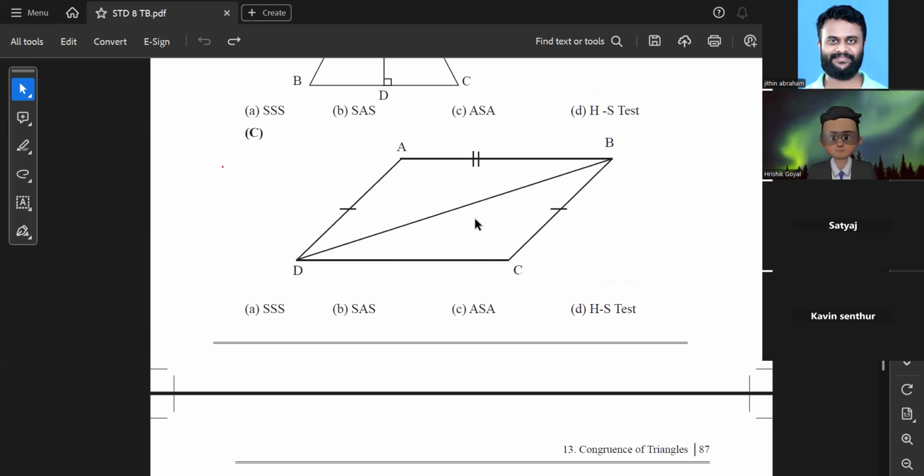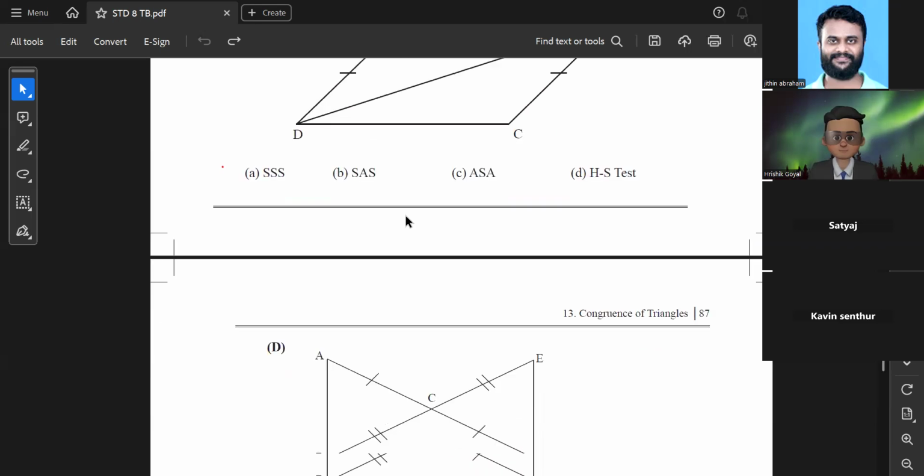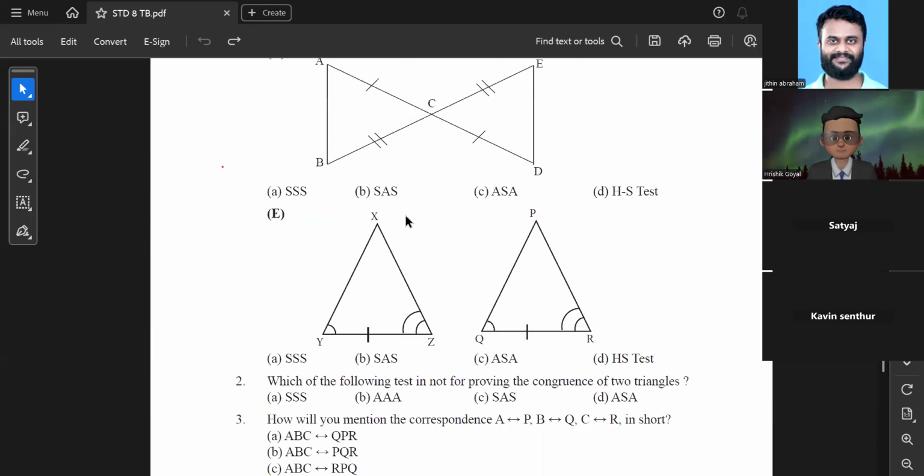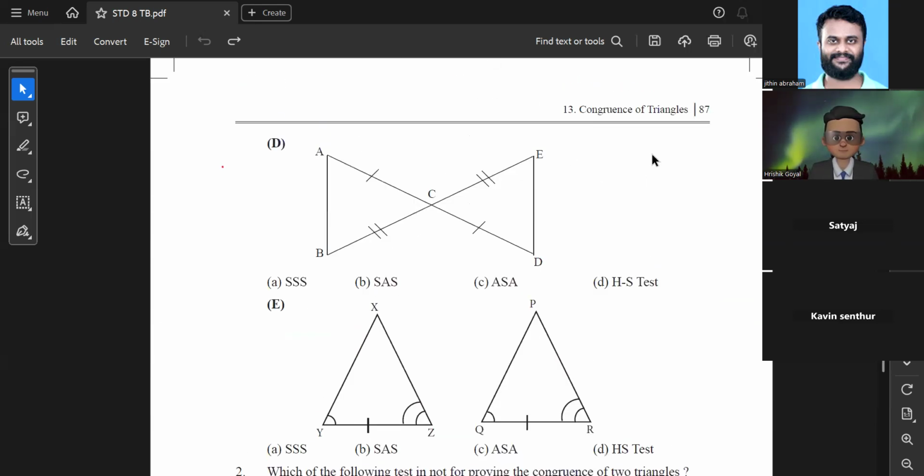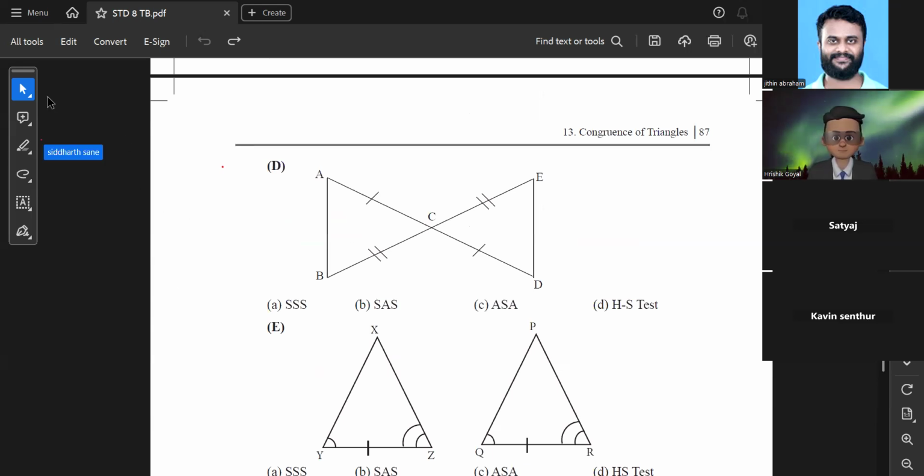Okay. रैंडम ये तो इजी है यार. छोड़ो. हम्म, हाँ, this one. SAS. Very good. Vertically opposite angles are equal. Yes. तो SAS.